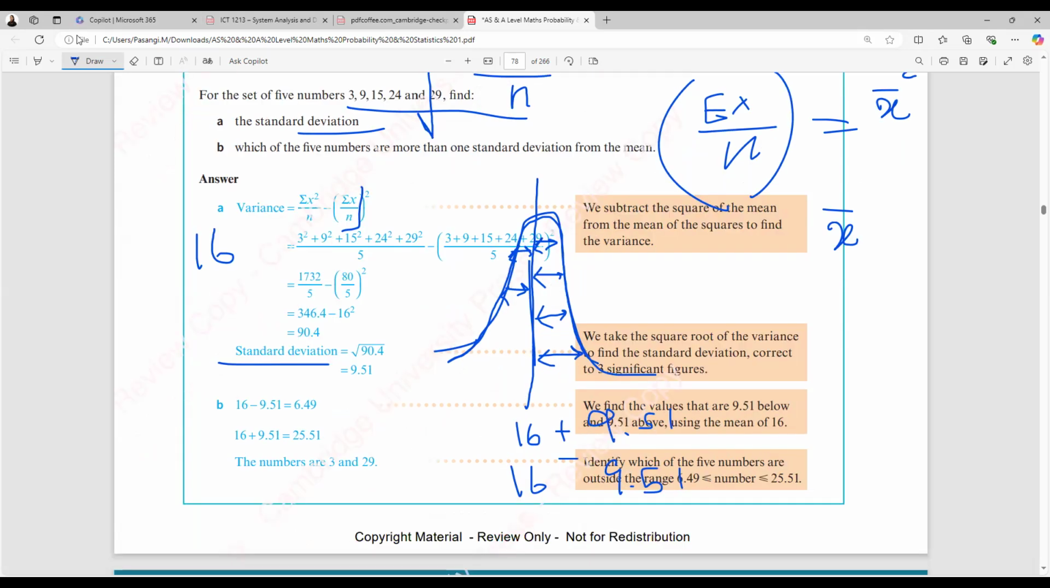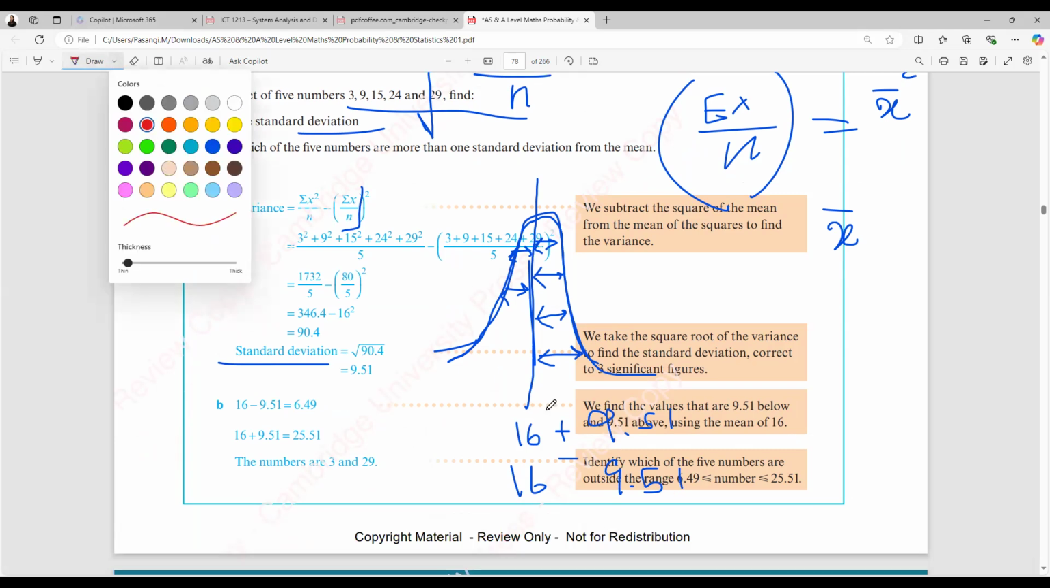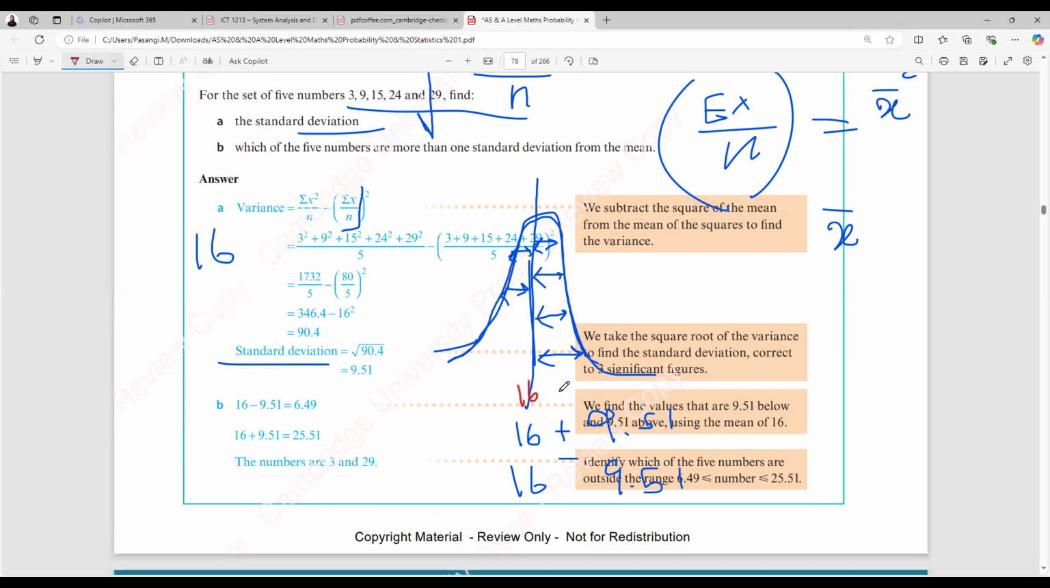So now in the middle we have 16. If it's 16 plus 9.51, somewhere around here. If it's 16 minus 9.51, somewhere around here. Then 16 plus 9.51 means that is 25.51. Then 16 minus 9.51 means it would be 6.49.